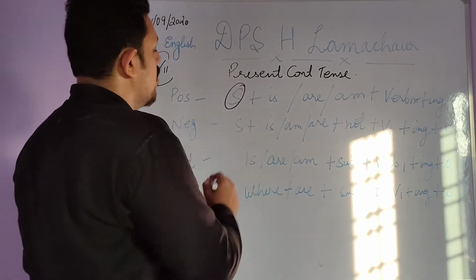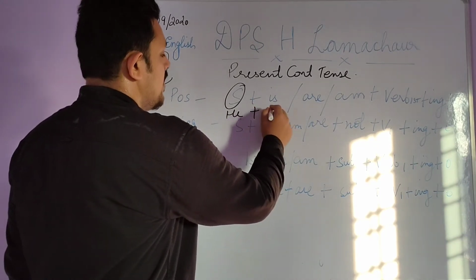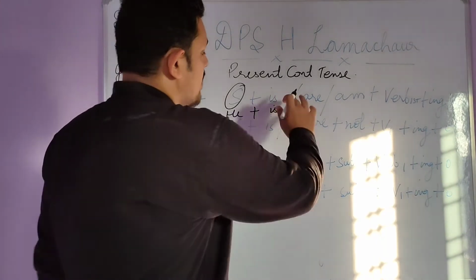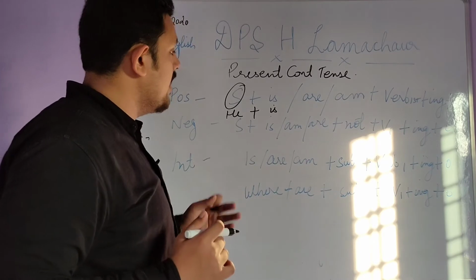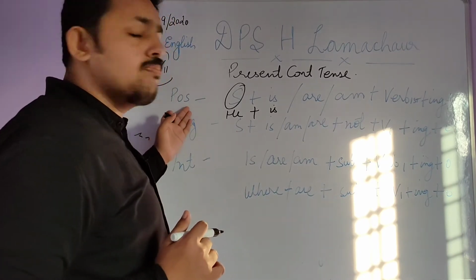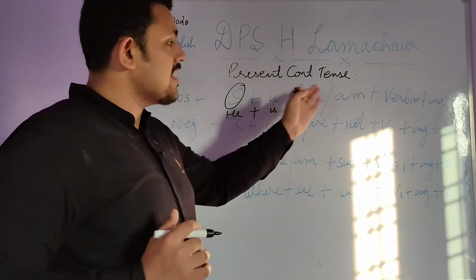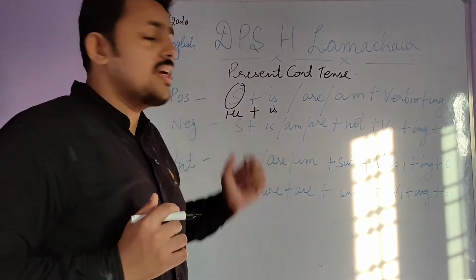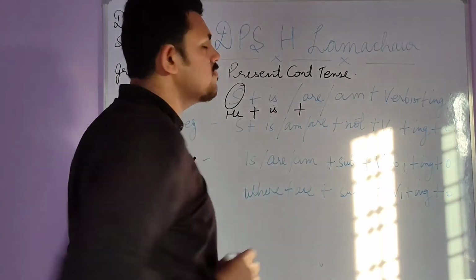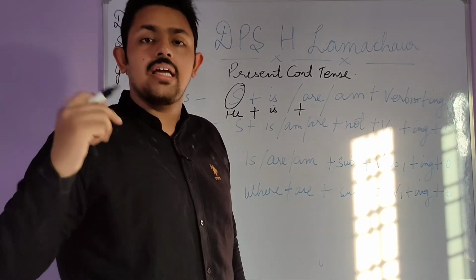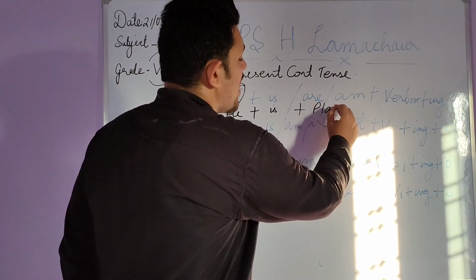First of all, the subject, which will be, for example, he plus is, he is, okay. What do we use with he? Is. We use is with he, and whenever our sentence is in positive form and we have the tense in the present continuous form, we use is after the subject. So he is plus the verb's first form. What is the verb's first form? Play, sing, okay, all that. He is play plus ing.